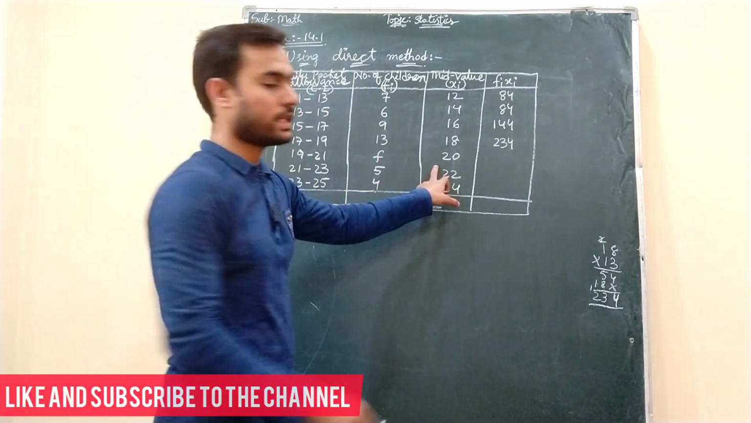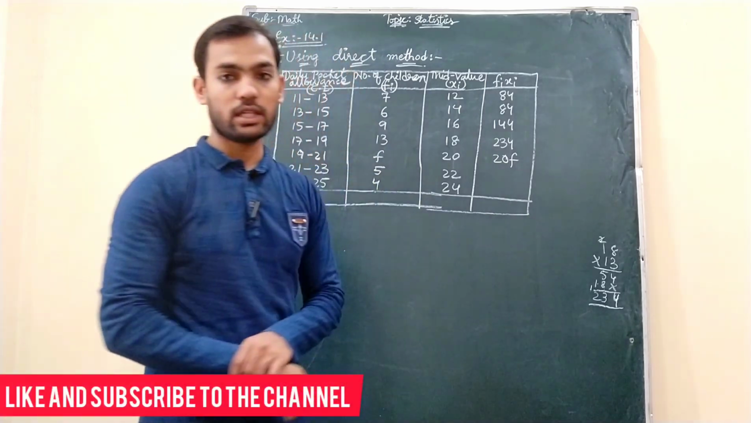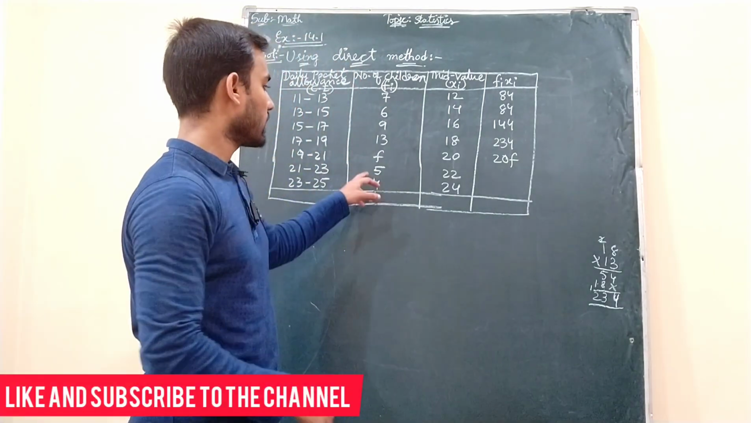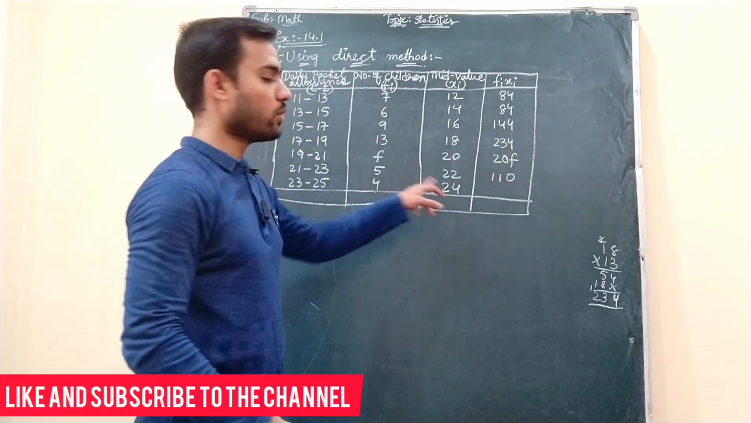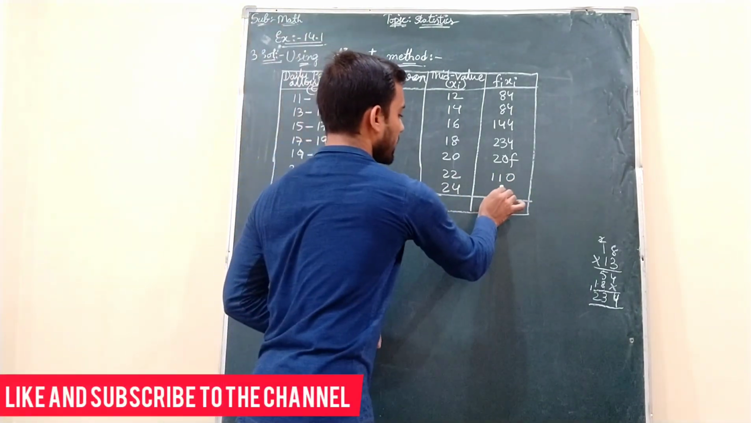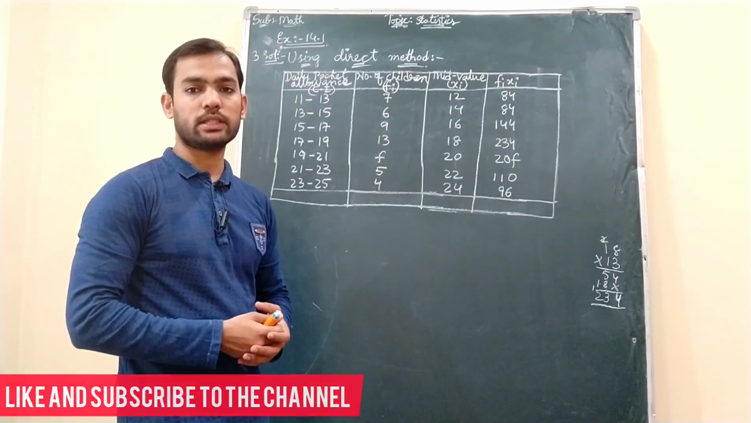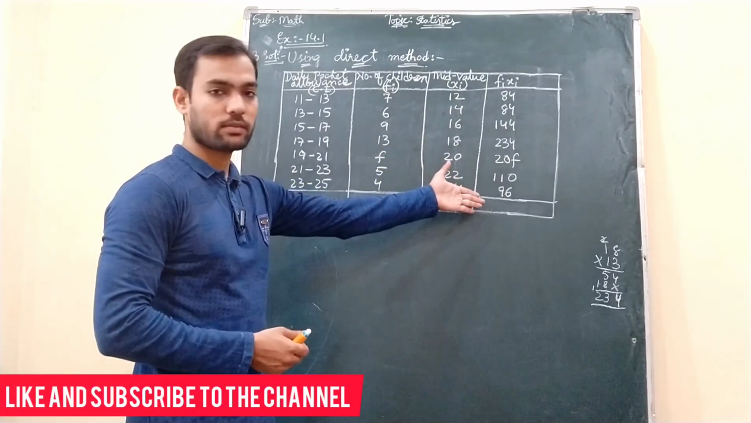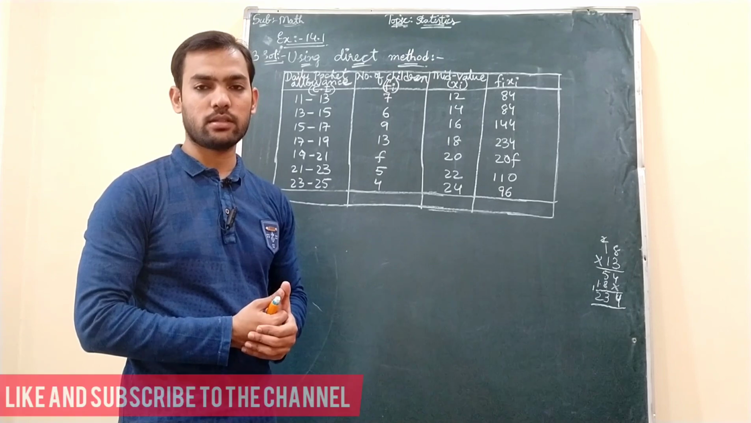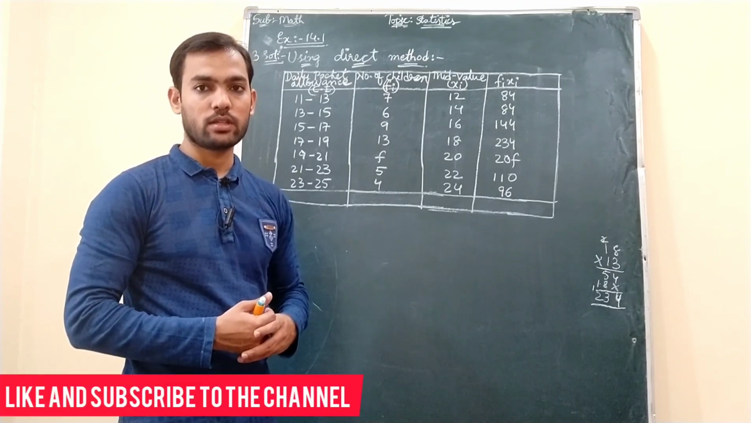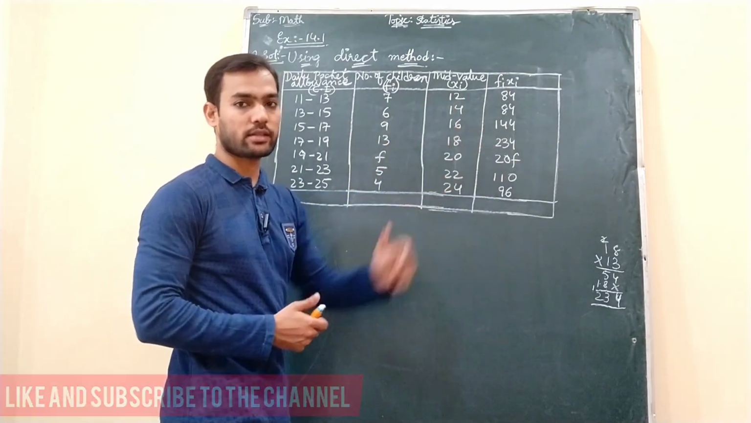f into 20 will be 20f. Okay? 20 into f will be 20f. 5 into 22, 110. And 4 into 24 will be 96. As you all remember, we have done all these multiplications. Now the formula used in the direct method is sigma fi xi by sigma fi. So let us proceed to add the fi and fi xi values.